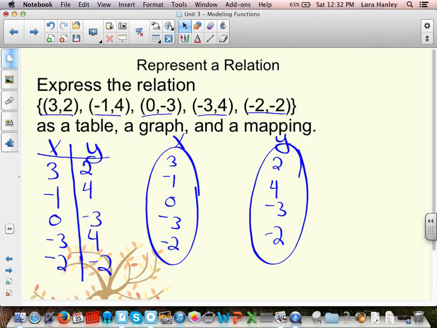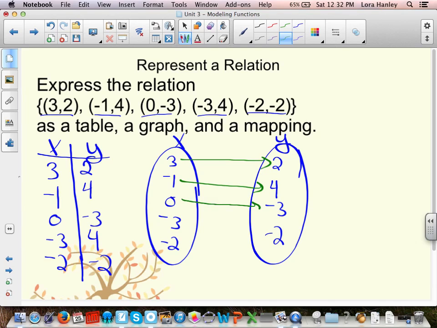In order to complete the mapping, we need arrows. So we need to create the points. 3 goes with 2, and -1 goes with 4, 0 with -3, -3 also goes with 4, and -2 to 2. So we have a table, we have a mapping, and now we need to make a graph.